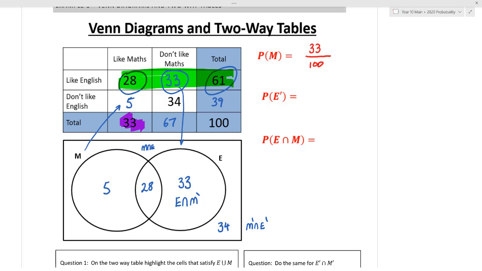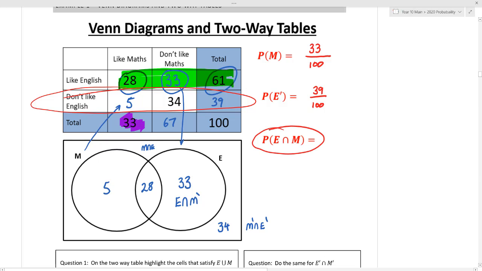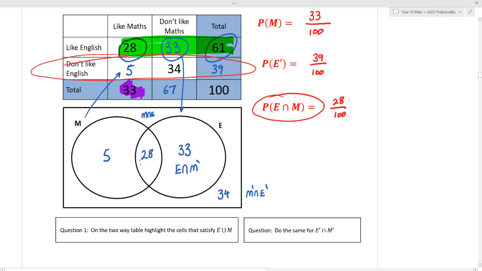Now, it gets a bit confusing. What's the probability of not English? Well, don't like English. Why don't we get this column? 39. If you fill out the table properly, then it's really straightforward, isn't it? Now, what about the probability of English and maths, the intersection? They have to like English and they have to like maths. 28 is correct. 28 out of 100, because the intersection of they like English and they like maths is in there.